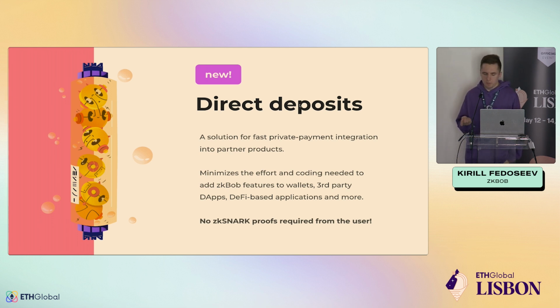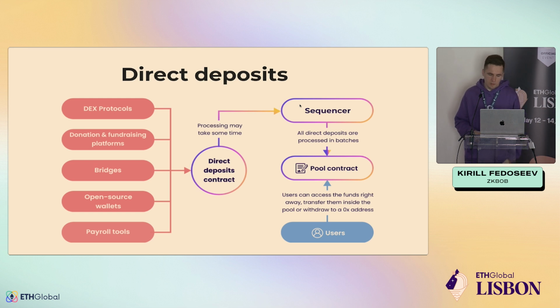The crucial point in the direct deposit feature is that no zk-SNARK proof generation is required from the user submitting the deposit, which is different from all other operations, which require active participation from the user in SNARK proof generation. The way it works is that any protocol, smart contract, open source wallet, or other tooling may connect to our simple direct deposit smart contract interface and call a few Solidity functions to submit the deposit. Basically, you just need to specify a specially encoded zk address of the receiver, or your own if you are depositing funds to your own account.